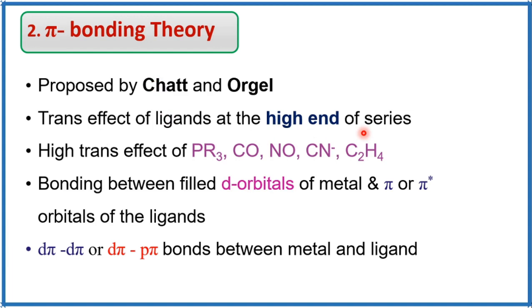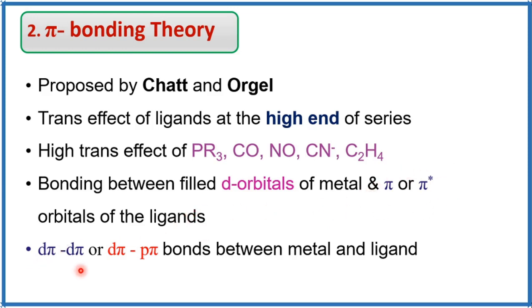So the trans effect of pi bonding ligands can be explained by the pi bonding theory, and this is proposed by Chatt and Orgel. These are some of the ligands which are present at the high end of the trans effect series. There is a formation of pi bond between the filled d orbitals of the metal and the pi or pi star orbitals of the ligands. So there is a formation of pi bond between the metal and ligand, particularly the d orbitals of the metal and the pi antibonding orbitals of the ligands involved in the bonding.